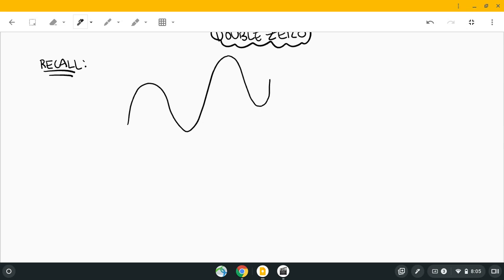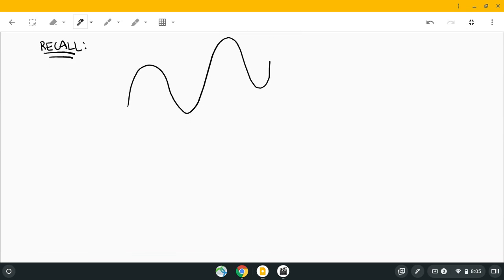maximums and minimums. Okay, so suppose that you have a graph that looks like this. Down here, this is a minimum, and over here, this is a minimum, and up here, this is a max, and this is a max, right? Okay, so we call these local extrema. These are your maxes and mins.